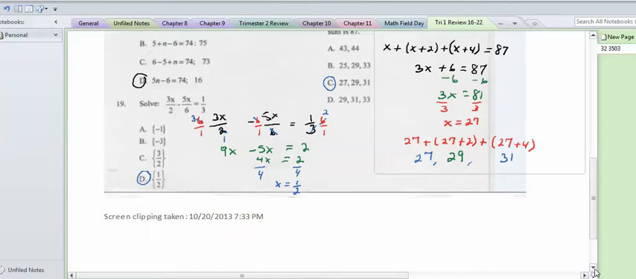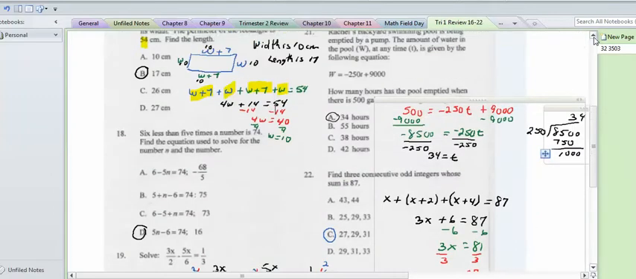I cross cancel. I've got negative 5x. I cross cancel, and I get 2. Put all the x's together to get 4x. Divide by 4, and I get 2 over 4, which is 1/2. Again, I'm not teaching, I'm just explaining in case you're not sure how I got to work.